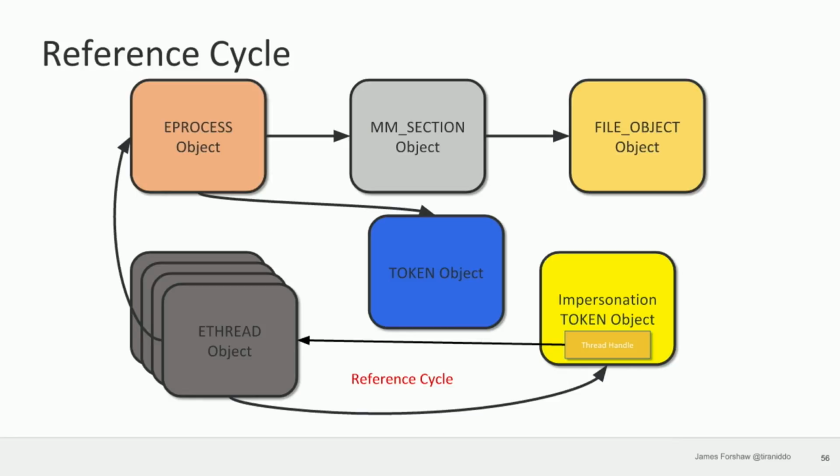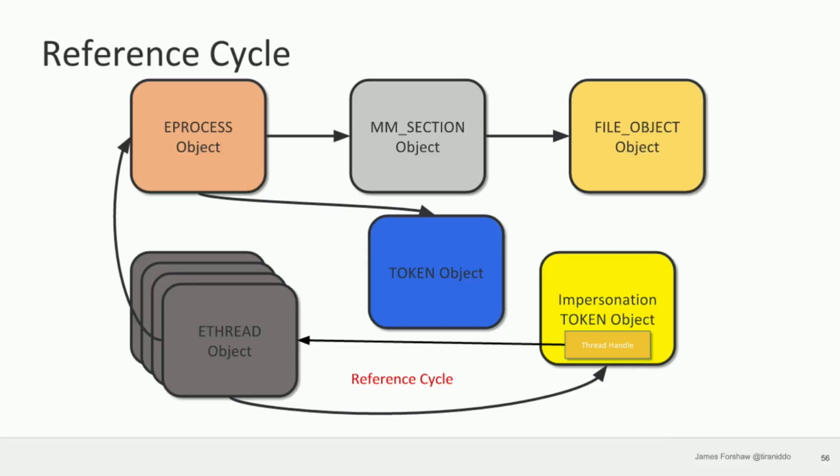So you could do something like this. I can create a token object which references an existing thread. Now the token object holds a hard reference to my EThread object. I can then assign that token as an impersonation token to the thread. And now the thread maintains a hard reference to my token object. Obviously, that's a reference cycle, and there's no way of breaking that reference cycle other than disassociating the token.